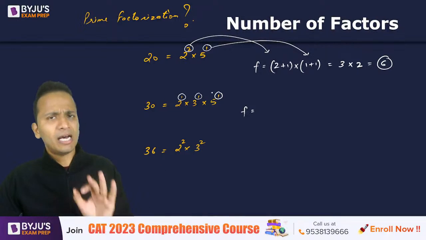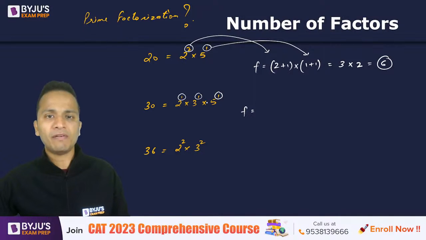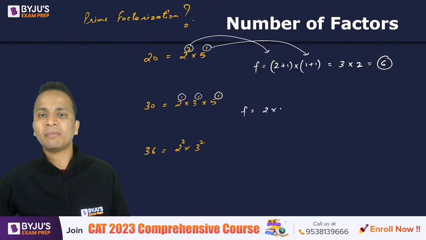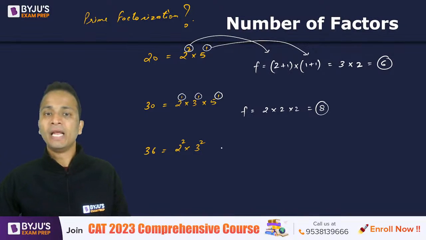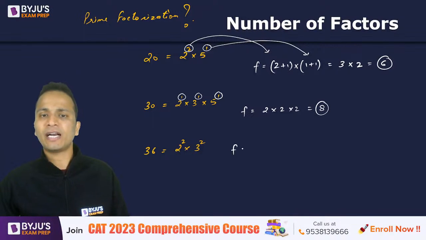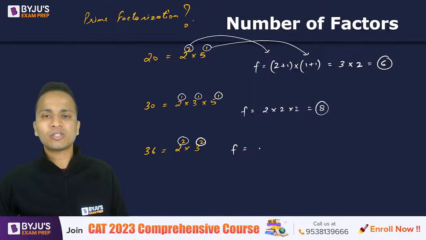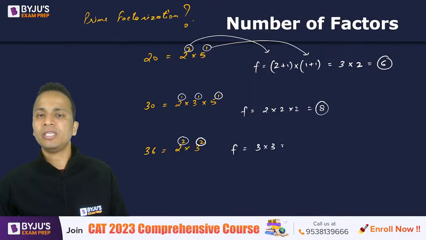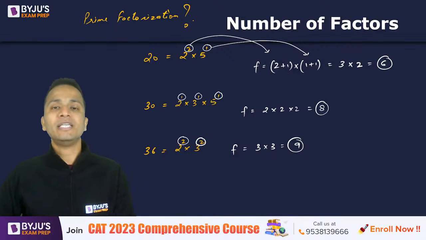So this is standard. हमें हर बार 1 ही add करना है. Okay. So add 1 to each of these powers. So they will become 2 multiply 2 multiply 2, and that is equal to 8, which is the number of factors of 30. Similarly, for 36, the number of factors will be, so look at these powers, both the powers are 2. So 2 plus 1 is 3, multiplied by 3, that is 9. So 9 will be the number of factors of 36.